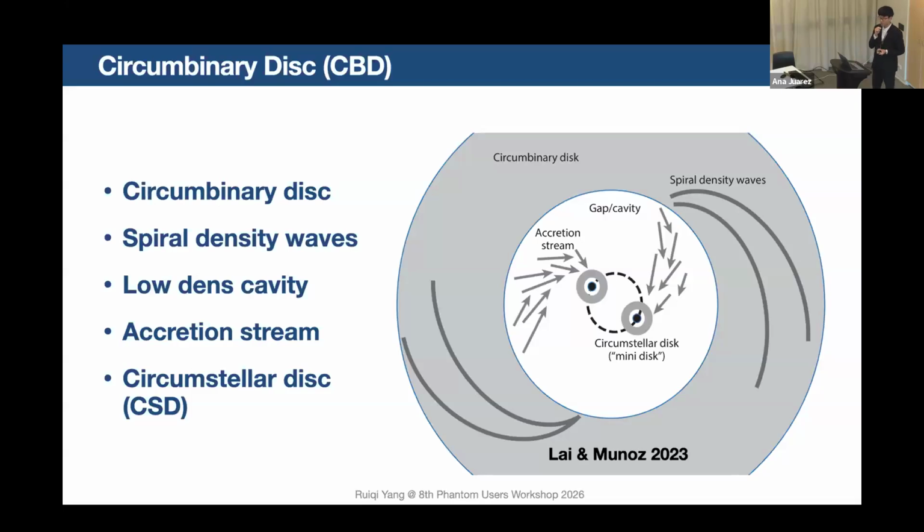So what is a circumbinary disk, or CBD? Generally, there's an accretion disk outside the binary. Due to the binary potential, there are spiral density waves excited in the disk, and the binary could also carve out a low density cavity. But some accretion streams could still penetrate the cavity and sneak into the binary region, forming the circumstellar disk, or the mini disk.